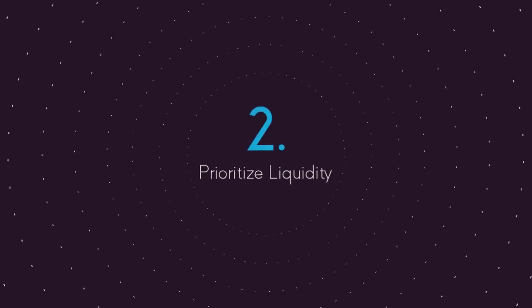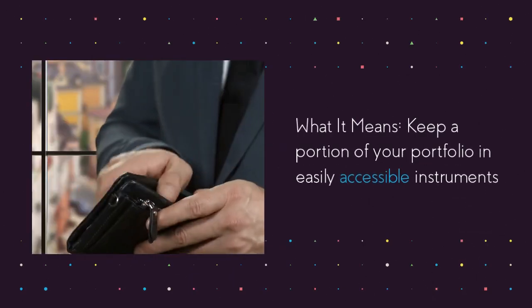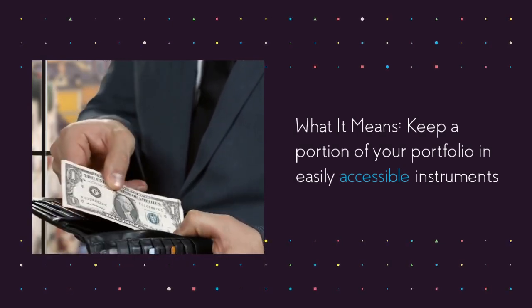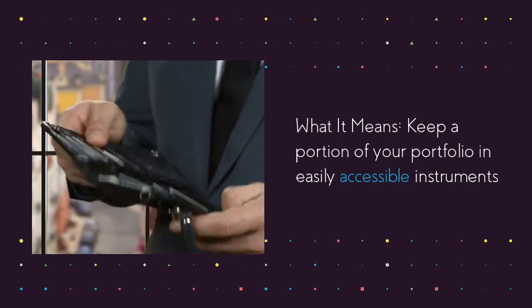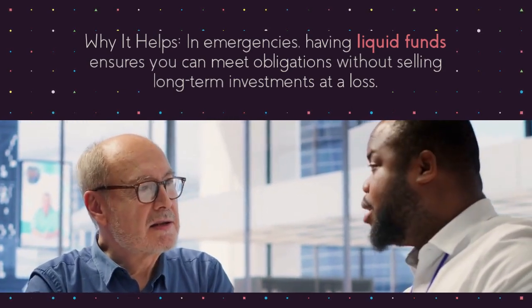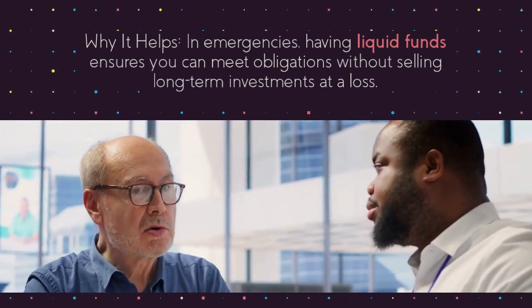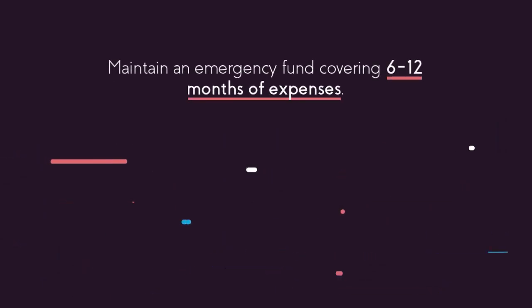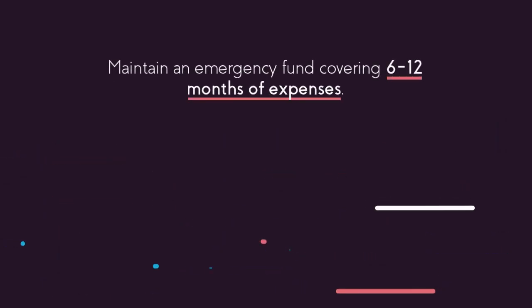2. Prioritize liquidity. What it means: keep a portion of your portfolio in easily accessible instruments like liquid mutual funds, fixed deposits, or cash equivalents. Why it helps. In emergencies, having liquid funds ensures you can meet obligations without selling long-term investments at a loss. Actionable tip. Maintain an emergency fund covering 6-12 months of expenses.